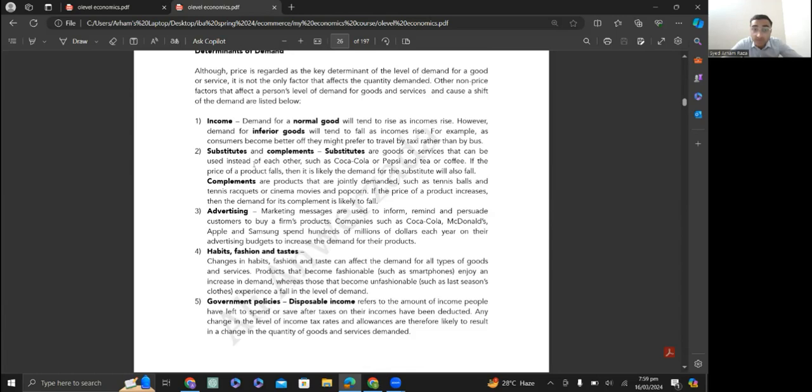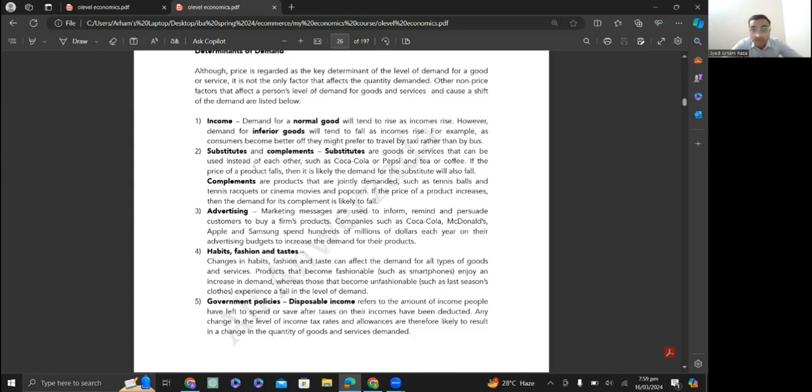Why? Because inferior goods are those goods which are of low quality, and when you have increased income, you will not purchase those inferior goods. For example, if there is poor quality rice, you will not buy poor quality rice when your income increases. However, if your income decreases, the demand for inferior goods will rise. So for example, if your income decreases, you might have to buy poor quality rice.